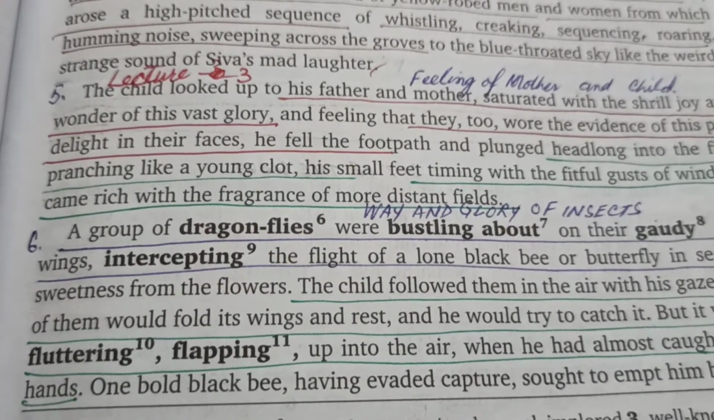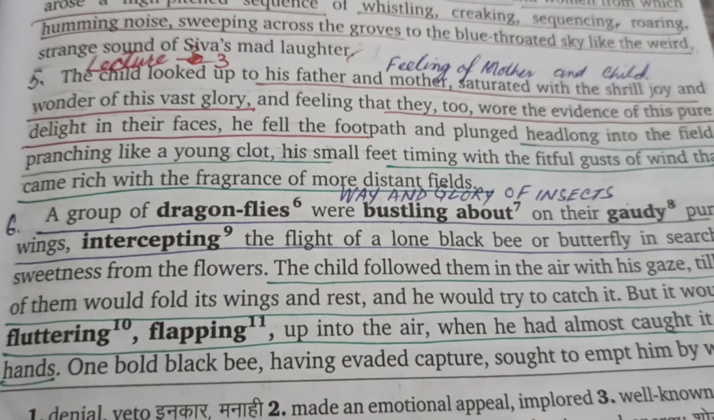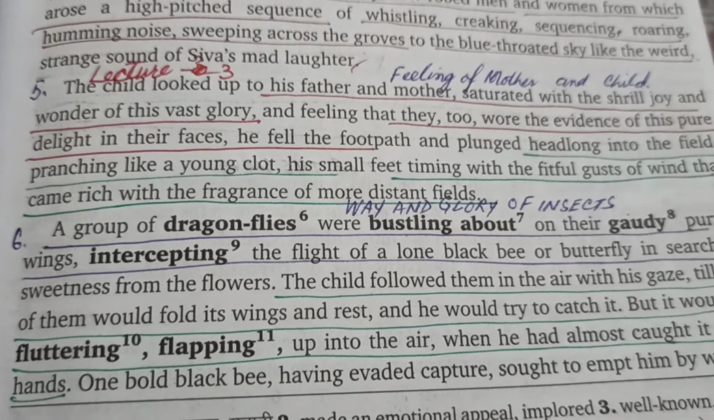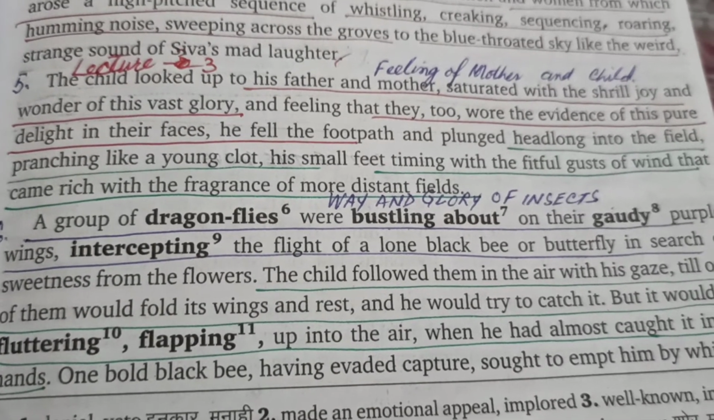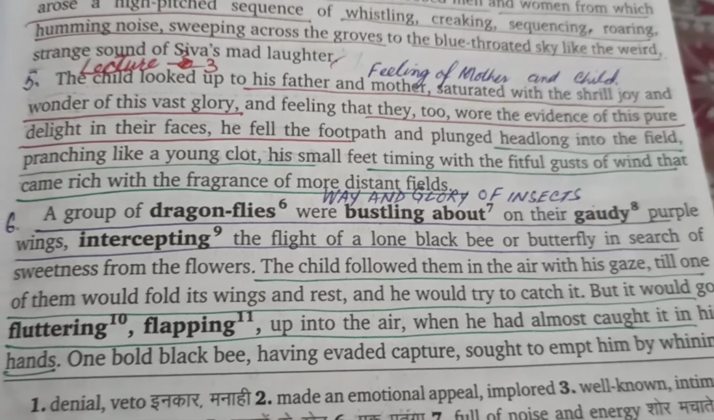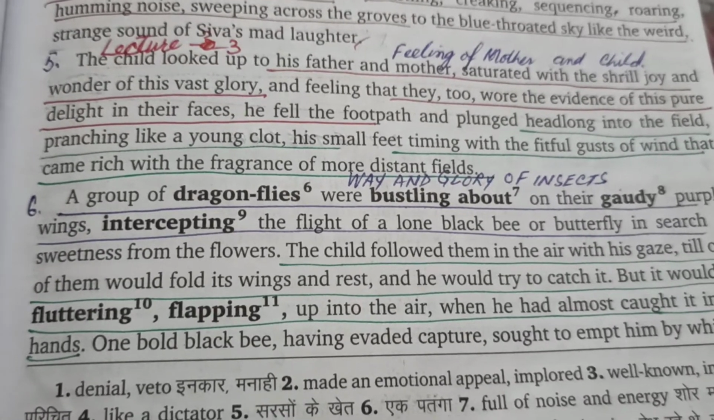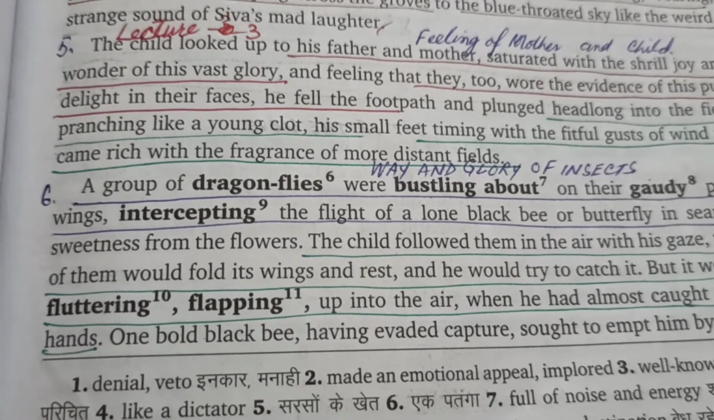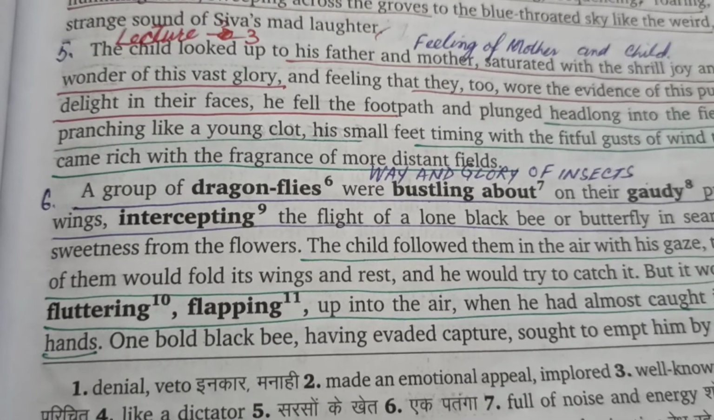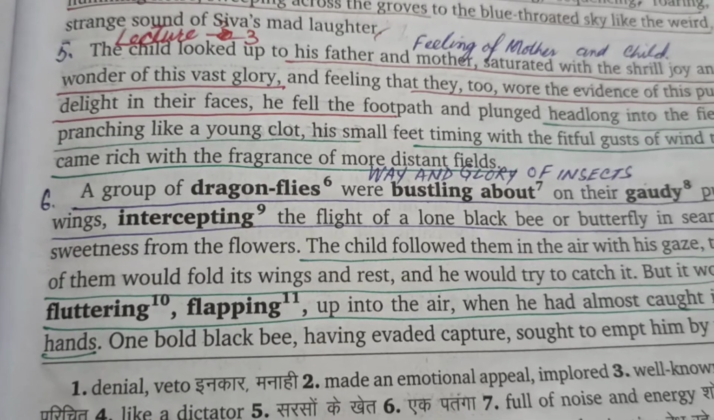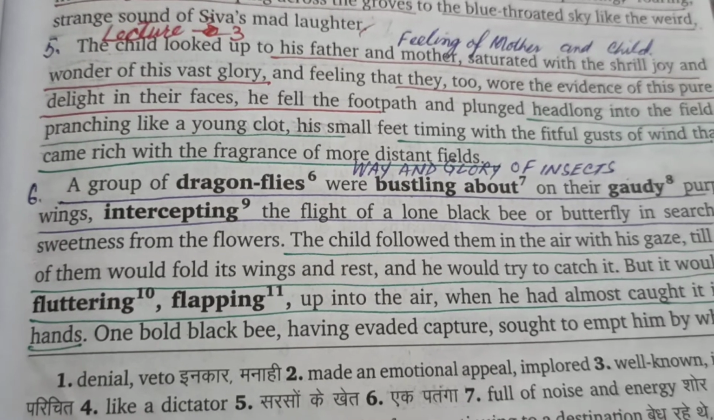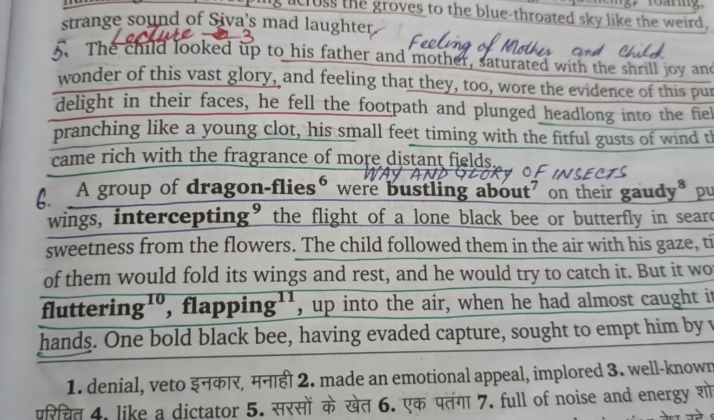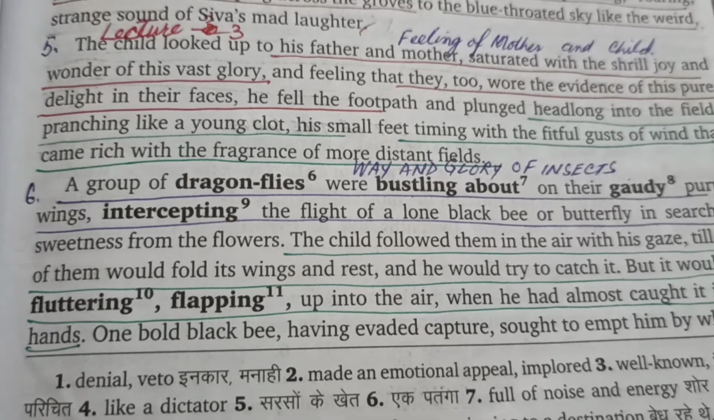The child looked up to his father and mother. Students, when the child noticed them leading him to the fair, they were very happy and saturated with shrill of joy. They were giving a boisterous laughter. They burst into laughter, and they were extremely contented and satisfied. They were fascinated by the great glory of the fair, and feeling that they too wore the evidence of this pure delight in their face. I mean to say, their faces were the evidence that they were extremely happy.